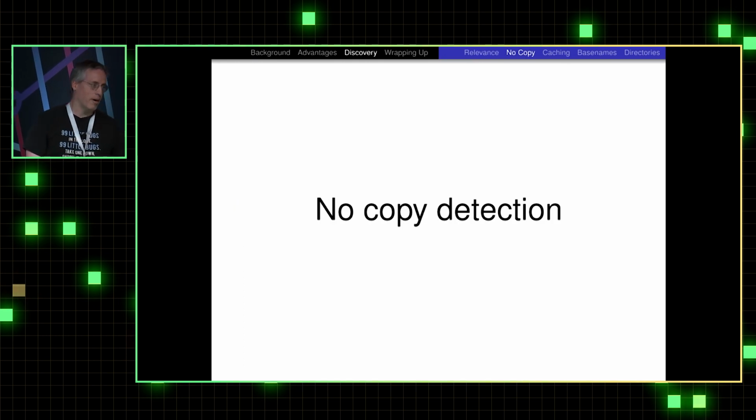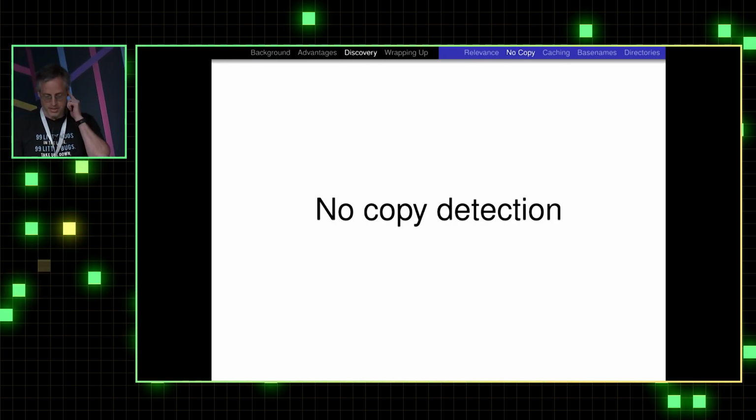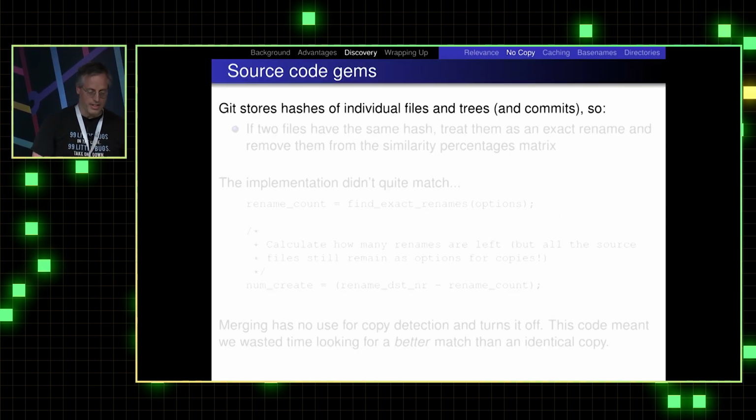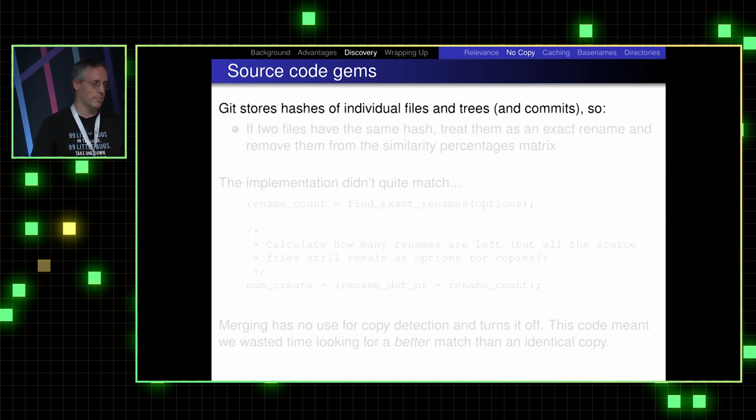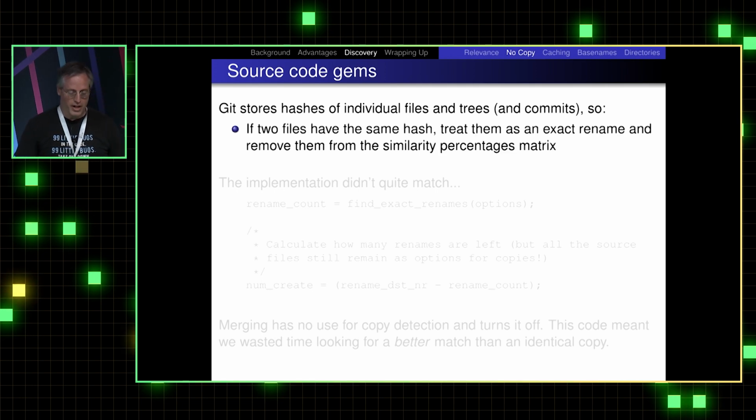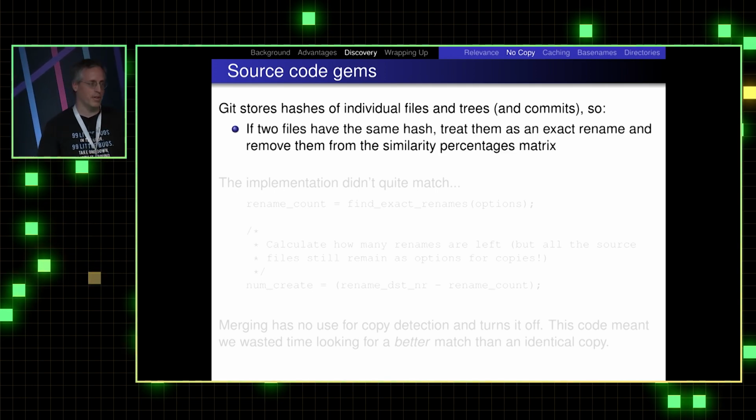The second optimization is a lot easier to discuss. I call it no copy detection. And the idea here goes back to the fact that Git stores hashes not just of commits, but of individual files and trees. That provided a really simple optimization idea, one that was implemented, I think, before I ever even got involved in Git. If 2 files have the same hash, treat them as an exact rename and remove them from the similarity percentage matrix.